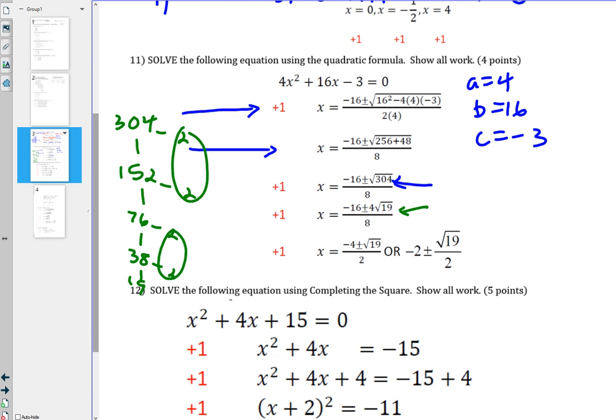Then the last point came from reducing. If we look at the outside numbers, negative 16, 4, and 8, what can they all be divided by? 4. They can all be divided by 4. If you divided each one by 4, then this is what your solution looked like. That was fine. And I think I did a pretty good job of preparing you for this, that the solution could look more than one way. If you just went ahead and divided each term by 8, then that's what it looked like. Either one of those would suffice for the last point.